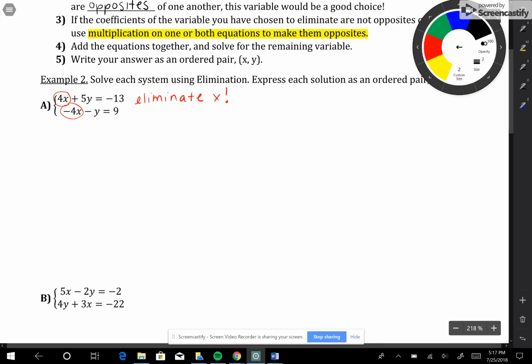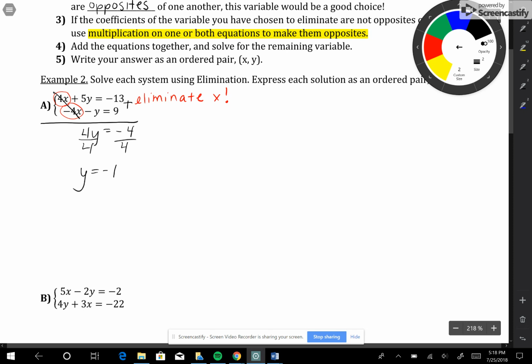So what we do is we can just go ahead and make this a big addition problem. Negative 4x and positive 4x cancel out. 5y minus 1y is 4y. And negative 13 plus 9 is negative 4. Now we have a really simple equation to solve. We just divide by 4 on both sides, and we get y equals negative 1.